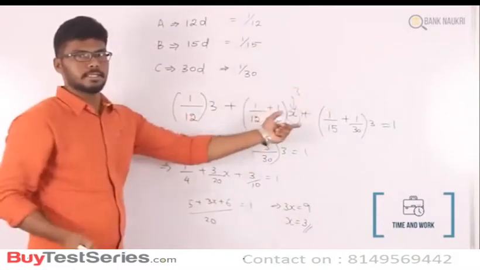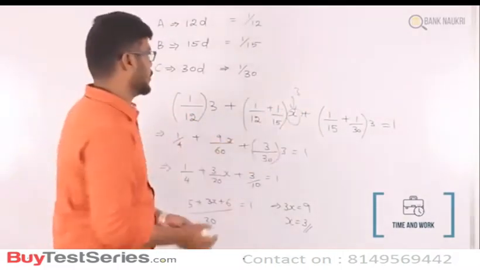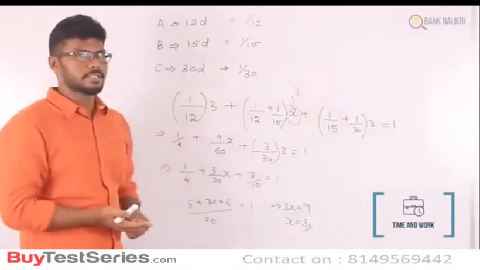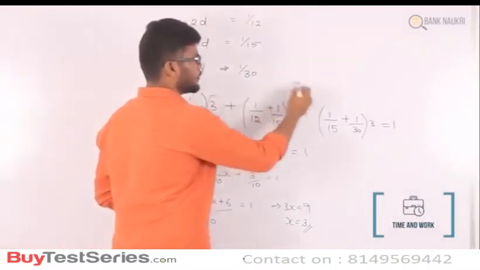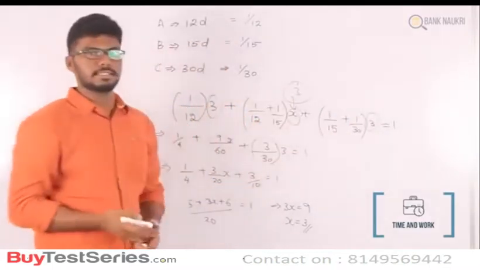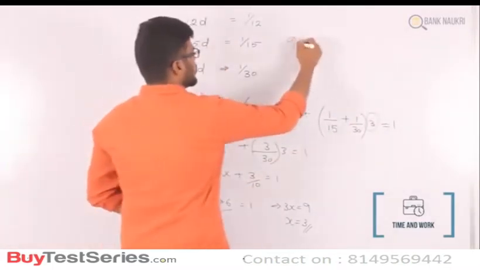So what is this x? The number of days A and B work together. So in how many days the work is getting completed? The first 3 days, in between 3 days, the last 3 days. The answer is 9 days.